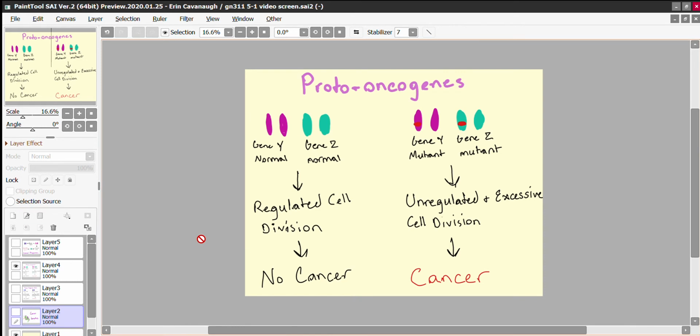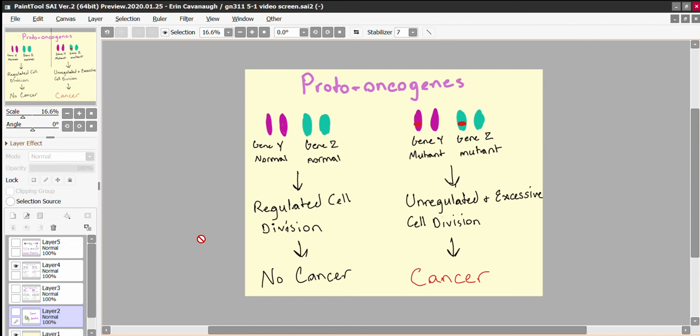Genes Y and Z, on the other hand, are most probably a type of gene called proto-oncogenes. When proto-oncogenes function normally, they promote regular cell division. However, regulatory mechanisms in the cell prevent these genes from promoting excessive cell division by regulating their activation.